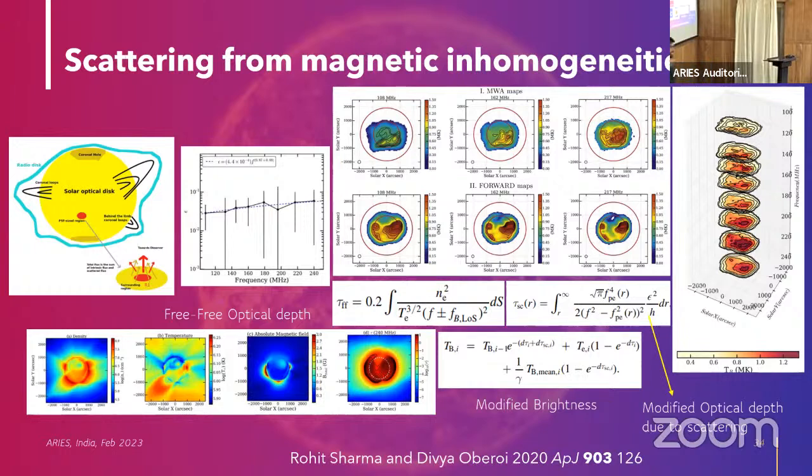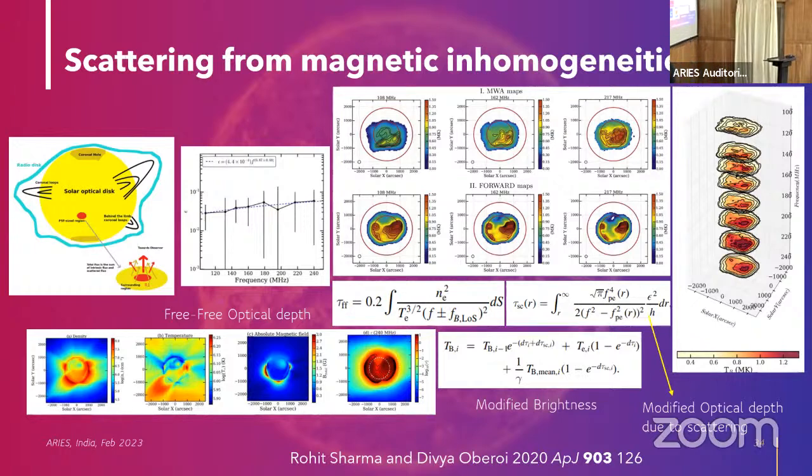Because we were also studying density inhomogeneities from the UV data set along the coronal loop and average magnetic field, and we found that they are actually increasing with height. Yeah, also because of the expansion of the magnetic flux tube as you go up.